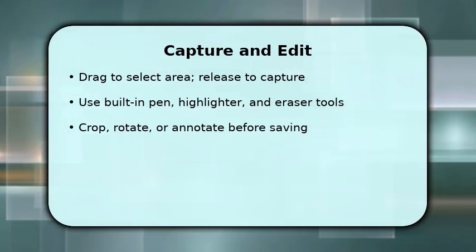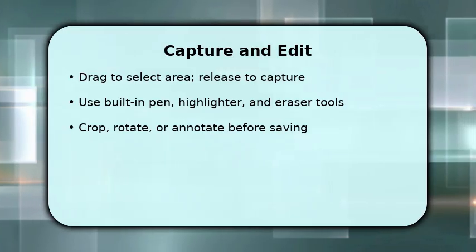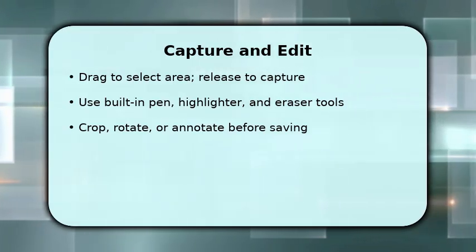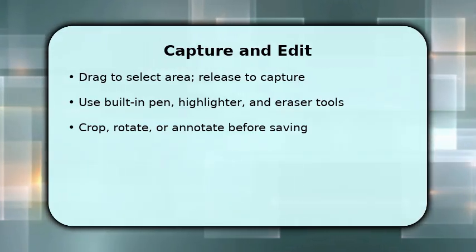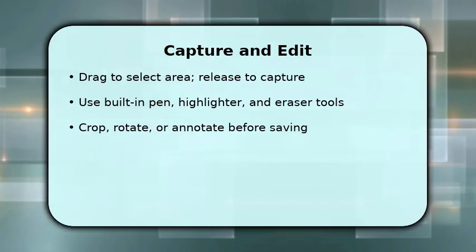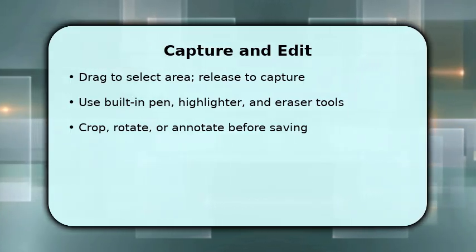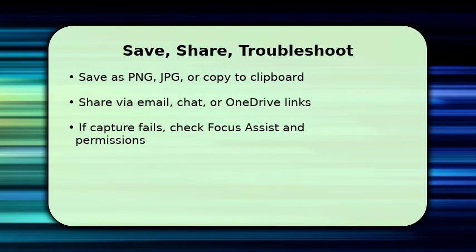Once done, use the pen and highlighter to mark important parts and the eraser to remove stray marks. These tools explain why quick edits avoid external apps. Make sure to use the crop and rotate controls to refine composition, then choose Save or Copy. Saving creates a file, copying puts the image on the clipboard for instant paste. You finish by saving or sharing.